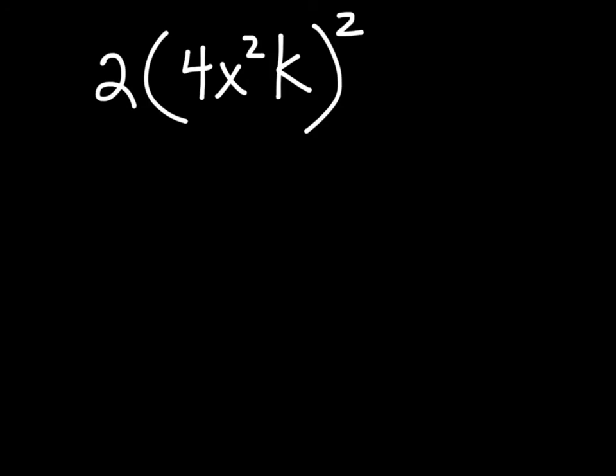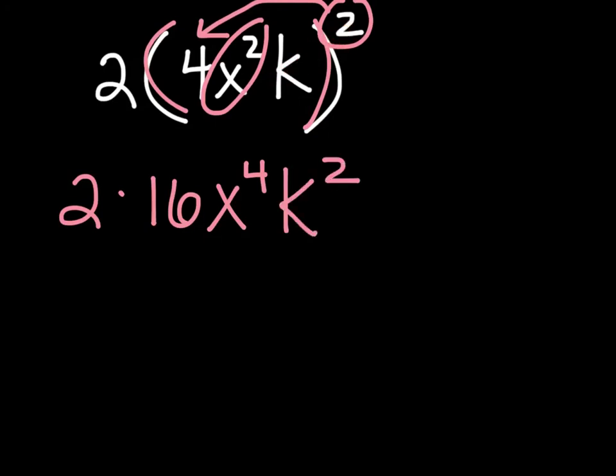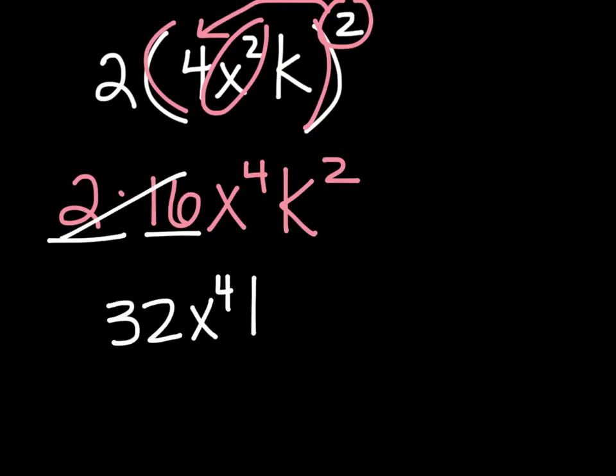All right, one last one here. So we have 2 times all of this squared. So just leave your 2 for now. Now I need to square everything inside here. So 4 squared, that means 4 times 4, which gives me 16. Then I need to do x squared squared, which I can multiply those, so I get x to the 4th. Lastly, I just need to do the k squared, which is k squared. Then I can just multiply it by 2. You just multiply your normal numbers, so 2 times 16 is 32, and then I still just have x to the 4th, k squared.